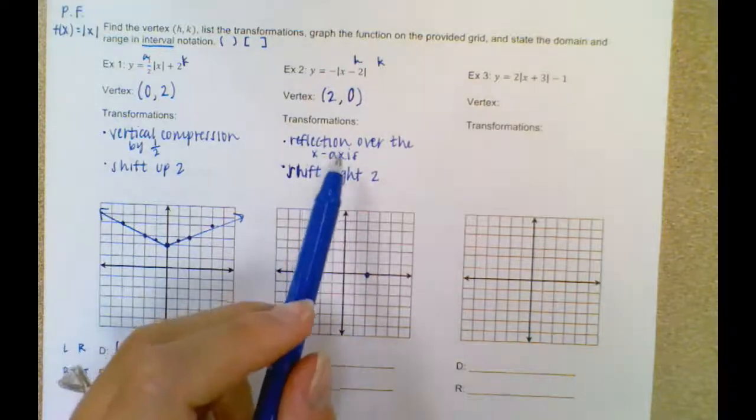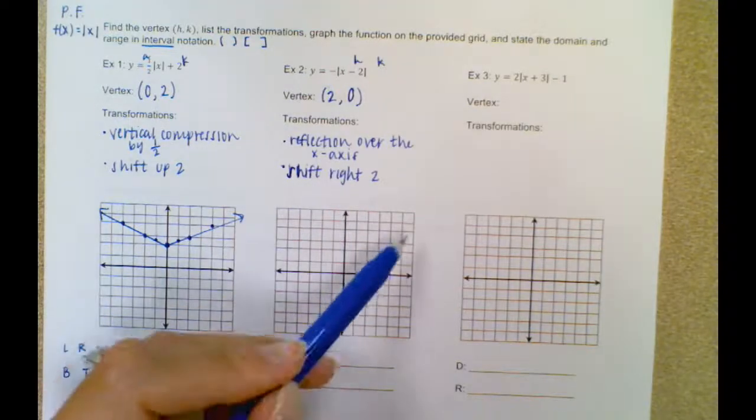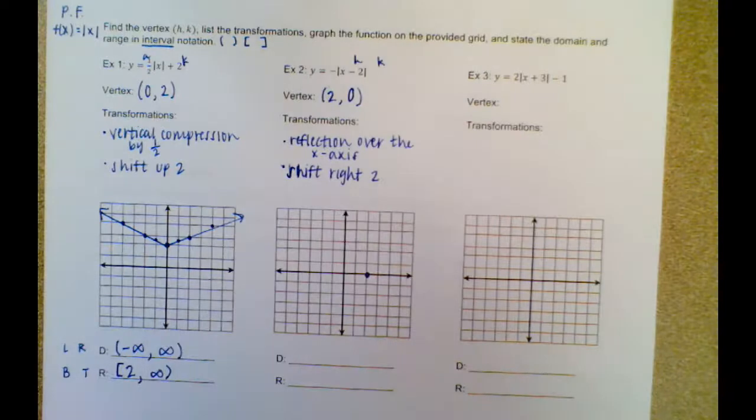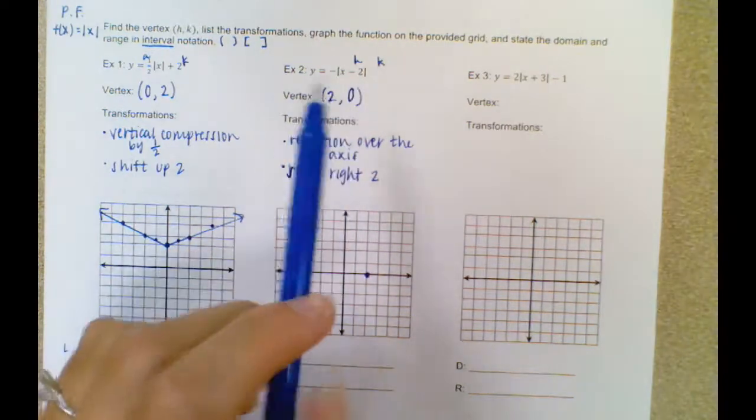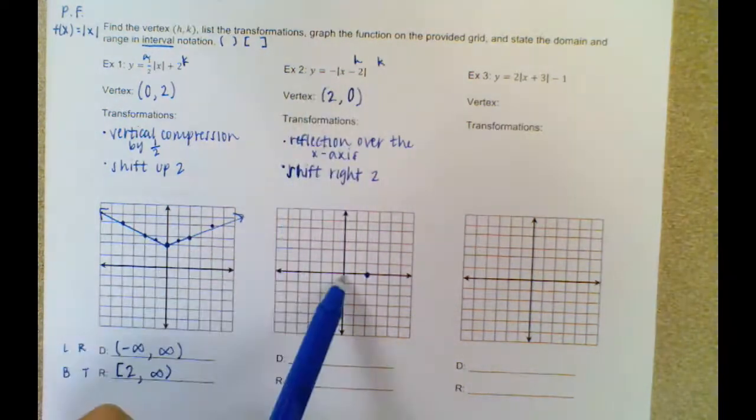Now reflection over the x-axis. Normally our graph points up, so now it's going to point down, all right? So basically you could just take these points from the parent function and move them right 2, and just flip them over the x-axis, but we can also just plug in points right here. So I'm going to plug in 0, the x value of 0.